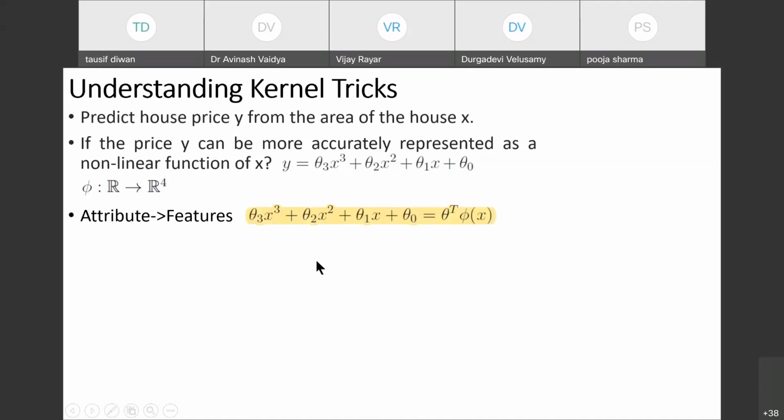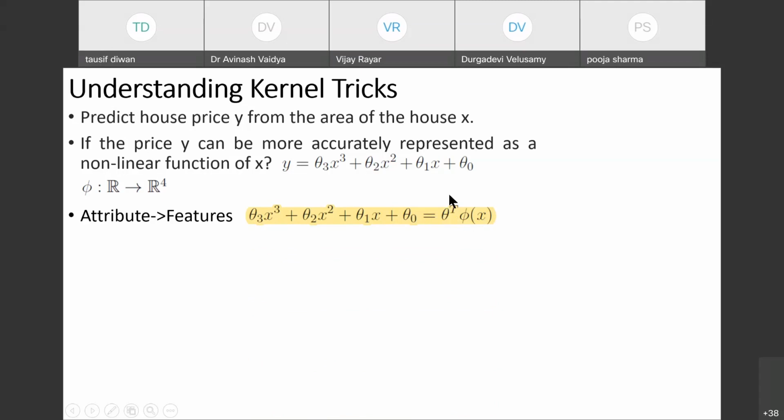How can we represent this? Just look at this. Previously, it was just theta transpose x. This time it is theta 3 multiplied by x cube, and so on, that is, theta transpose phi of x. Only one difference. Previously it was theta transpose x with a single value, and here there are four values.